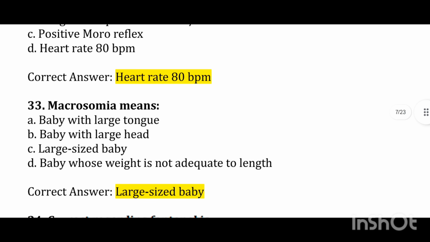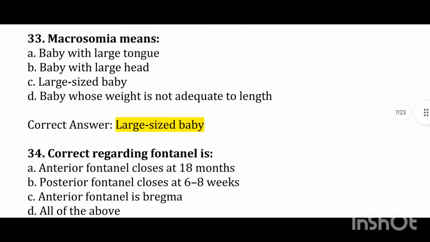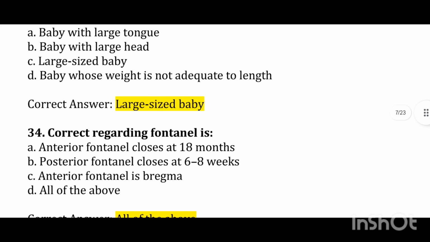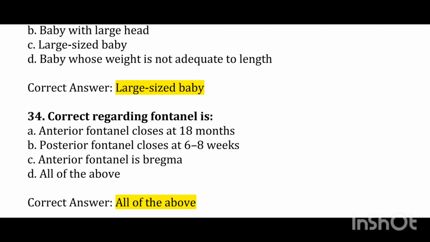Okay, so next comes to the question number 34. Correct regarding the fontanelle is. Option A, anterior fontanelle closes at 18 months. Option B, posterior fontanelle closes at 6 to 8 weeks. Option C, anterior fontanelle is bregma. And option D, all of the above. For this question, option D is the correct answer. As you know, the anterior fontanelle closes at 18 months, the posterior fontanelle closes at 6 to 8 weeks, and the anterior fontanelle is bregma. So, all of the above is the correct answer for this question.